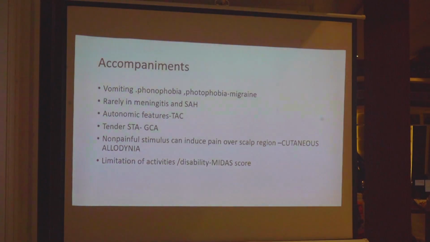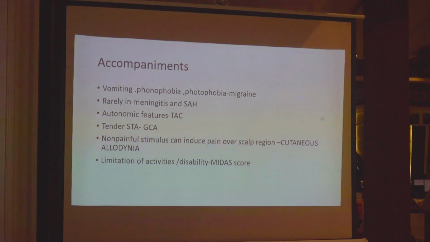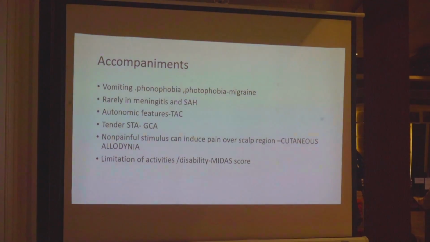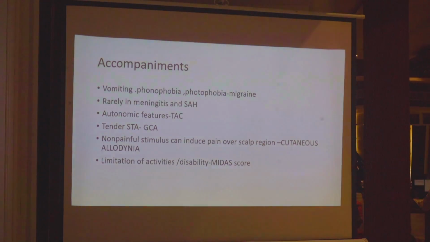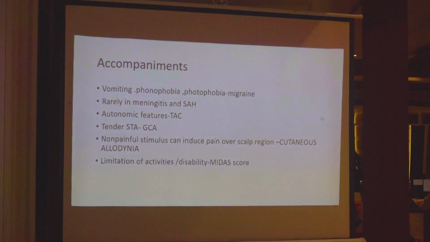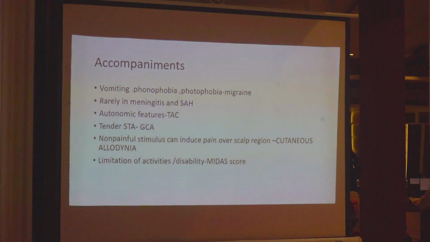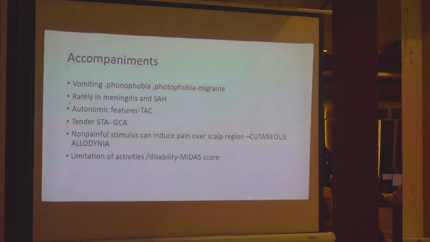Now just as we talked about, there are certain accompaniments of headaches, such as in migrainous headache you have vomiting, photophobia, phonophobia. These features can rarely be seen in meningitis as well as subarachnoid hemorrhage, which are the secondary causes of headache. Autonomic features such as nasal stuffiness, lacrimation, or ptosis along with other features of Horner's syndrome are typical of trigeminal autonomic cephalgias.